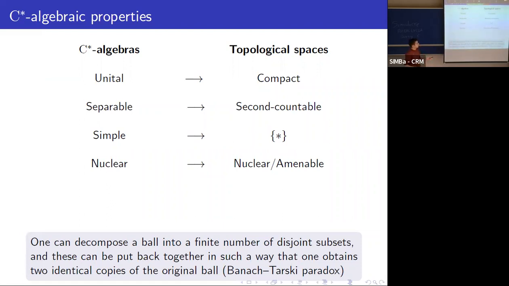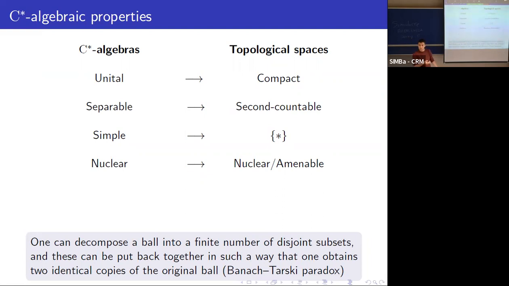Now, you might not know any of these 2 words, but you probably have heard of the Banach-Tarski paradox, which says that if you take a ball, you can divide it into finitely many parts and reorganize those parts in such a way that you get 2 identical balls. So you can double the balls. It's a paradoxical behavior. And often when you work with groups, you don't want your group to satisfy something like this. And the way of ensuring that the group does not have this sort of paradoxical property is by assuming that the group is amenable.